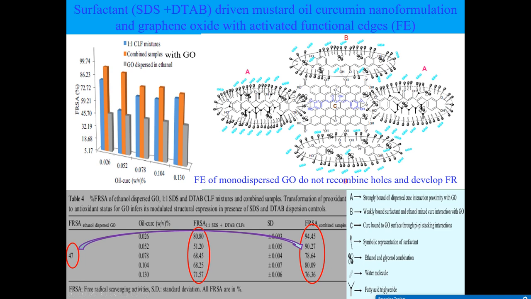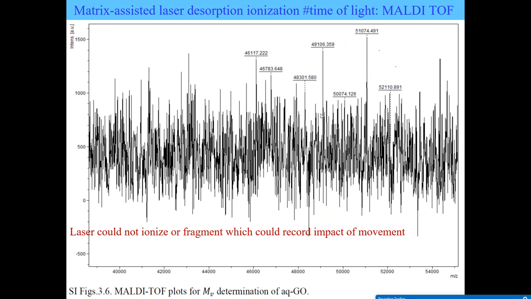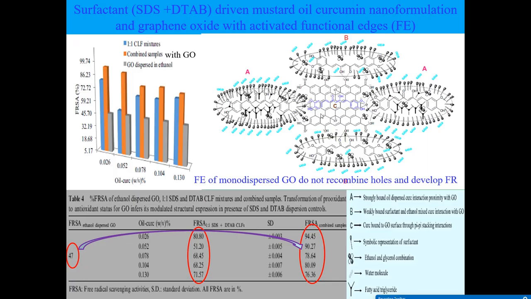Another important point, antioxidants, like curcumin. So we wanted to see the effect of the curcumin and this graphene oxide, whether it is inhibiting the antioxidant activities or scavenging activities of free radicals. Without adding GO, 80% maximum. But when this graphene oxide was added in the formulation, where curcumin, ethanol, glycerol, water, surfactant, and oil, mustard oil, groundnut oil, different oils, then it has enhanced.